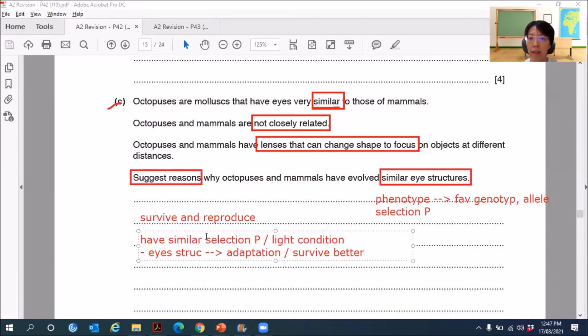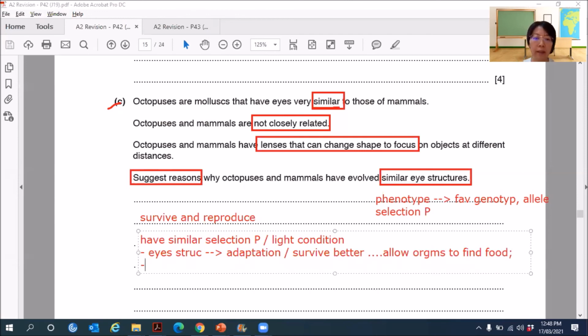You cannot just write that they can survive better, because the question didn't ask you for the pure theory. The question asks you about this particular scenario. So your answer must be specific to the scenario that the question has given. So what do you mean by survive better here? You have to elaborate. Survive better here means that maybe it allows the organism to find food because it can see the food better. So it can find and capture the food better.